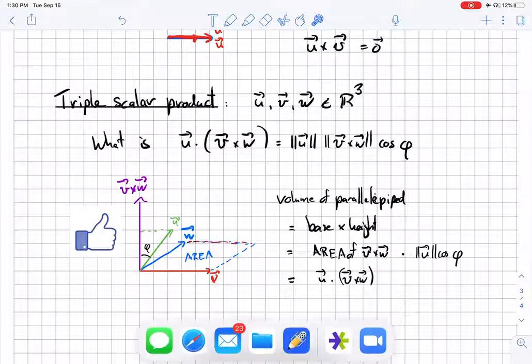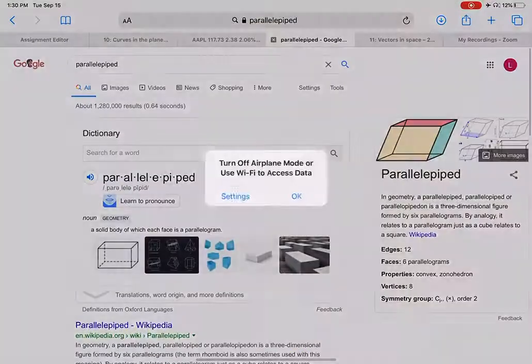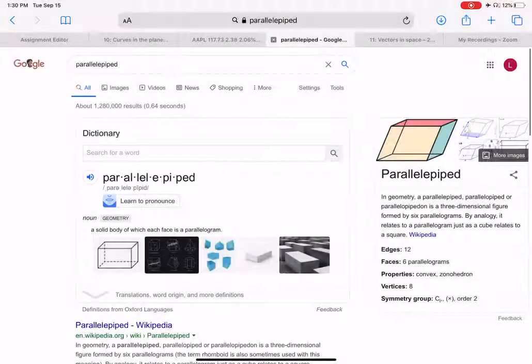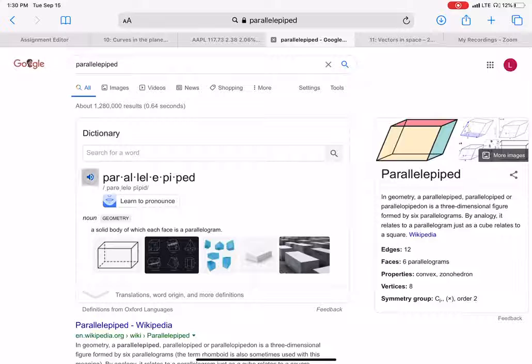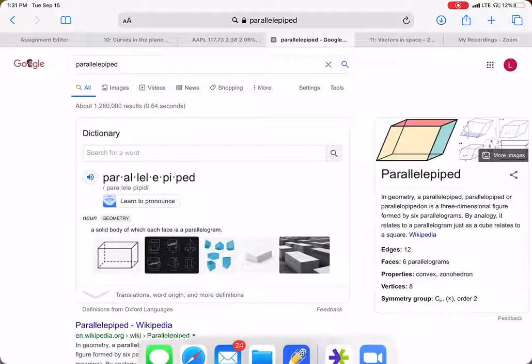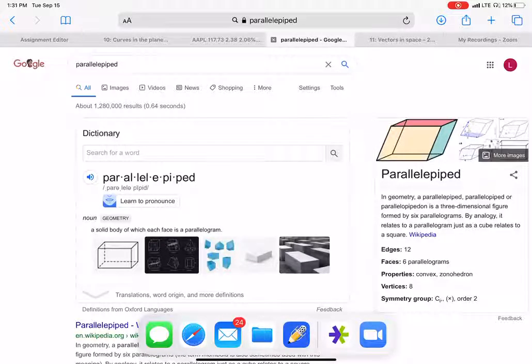Now, I have problems pronouncing parallelepiped, but if I use Google, parallelepiped. All right, and so you see a parallelepiped. It's essentially like a cube, a rectangular kind of box, but slanted. It's like a slanted prism.